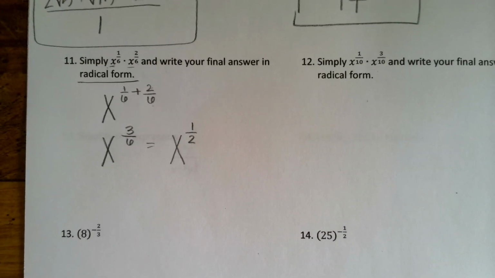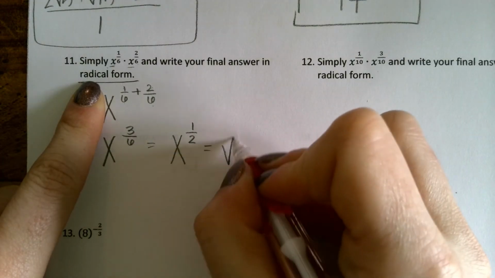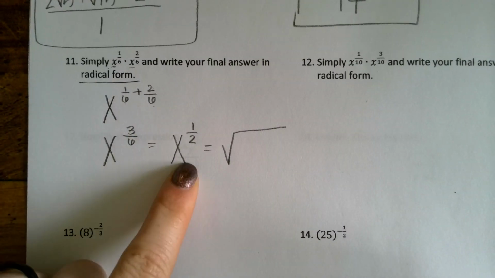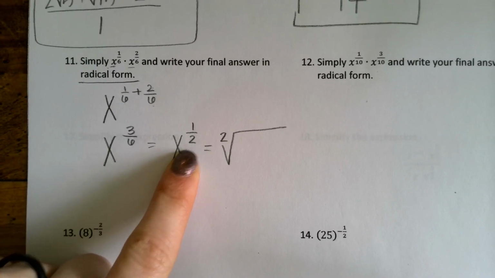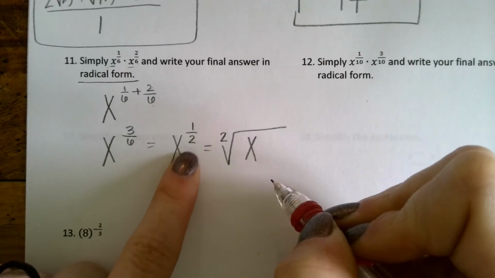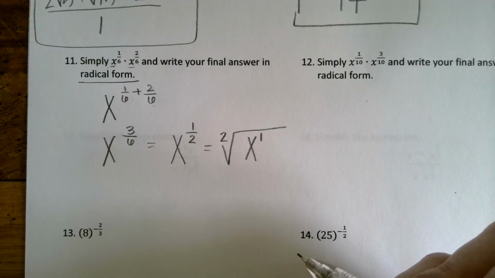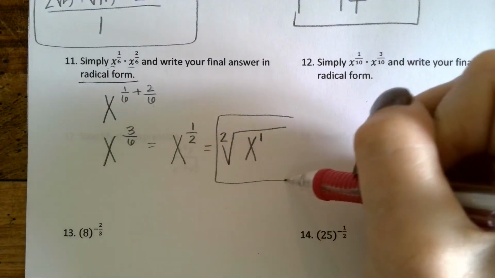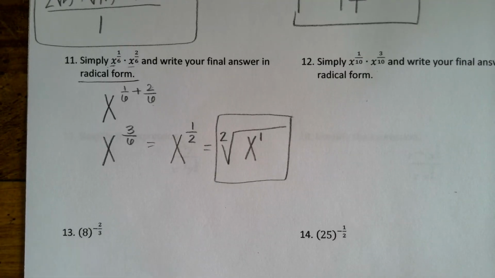Now I have combined them, but it says that I want my answer in radical form, which means I want this written with a square root. So I'm going to change this into a square root. The number in the denominator becomes your index, so there's a 2 out front here. The base should stay the same, so it should just be x. And the numerator, the top of your fraction, is the exponent inside that square root. So this right here is my final answer. Pause your video and try number 12.